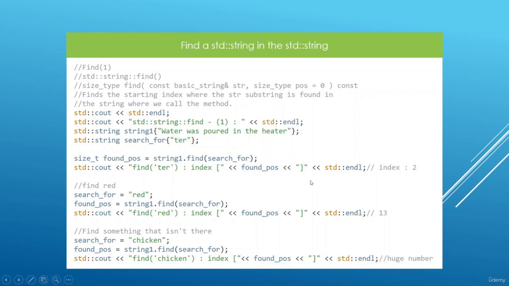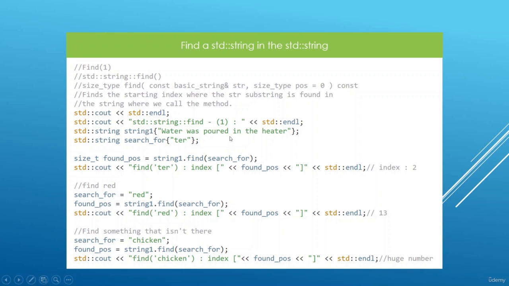So for example here, "ter" is going to be found, so we're going to find that at index 2: 0, 1, 2, that's where "ter" starts. If we search for "red", it is going to find this "red" here in the word poured, and we're going to see that the index is 13. But if we try and search for something that isn't there, we're going to get a junk value, or what seems like a junk value, but it's really not. It's going to be a very large value.